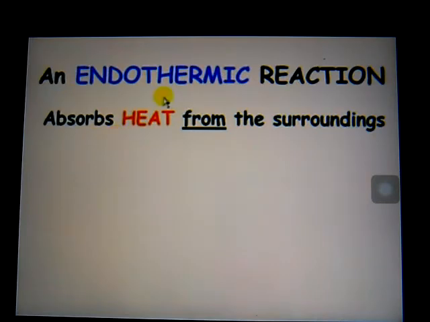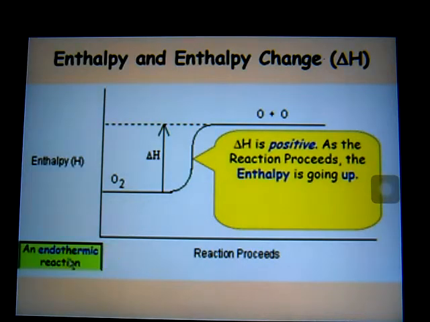Okay, this time we're going to look at an endothermic reaction. Remember, an endothermic reaction absorbs heat from the surroundings. Here's a graph of an endothermic reaction. Notice that the reactants gain enthalpy as they form products. So enthalpy goes up. We say delta H is positive.